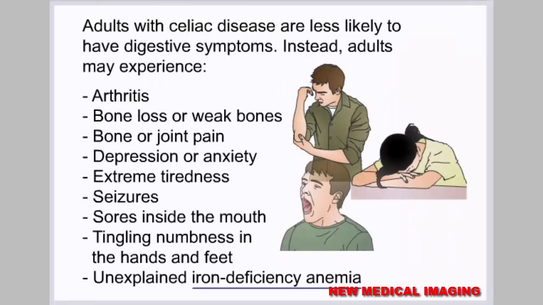Adults with celiac disease are less likely to have digestive symptoms. Instead, adults may experience arthritis, bone loss or weak bones, bone or joint pain, depression or anxiety, extreme tiredness, seizures, sores inside the mouth, tingling numbness in the hands and feet, unexplained iron deficiency anemia.